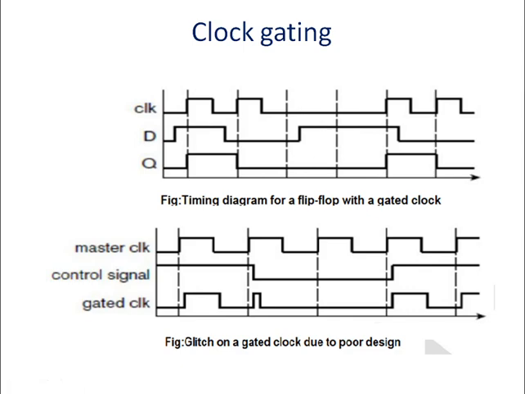Gating a clock is not as simple as inserting an AND gate in the clock signal. Given the delay of an AND gate, the resulting clock edges would be skewed from those of the ungated clock, making it difficult to meet timing constraints.